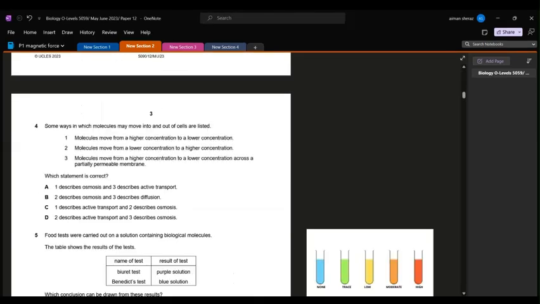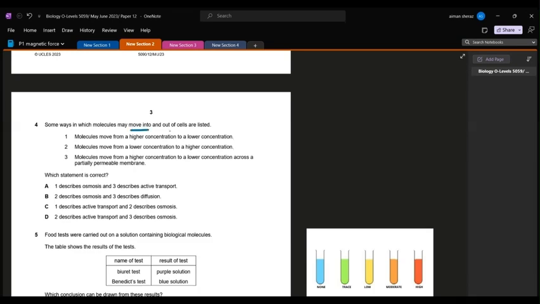Question number four. Some ways in which molecules may move into and out of the cells are listed. Number one, molecules move from a higher concentration to a lower concentration, so this is definitely diffusion. Number two, molecules move from a lower concentration to a higher concentration. So this is against the concentration gradient. So this has to be active transport. Number three, molecules move from a higher concentration to a lower concentration across a partially permeable membrane. So you should know that in osmosis a partially permeable membrane must always be present, but it is not necessary for diffusion. So this is osmosis.